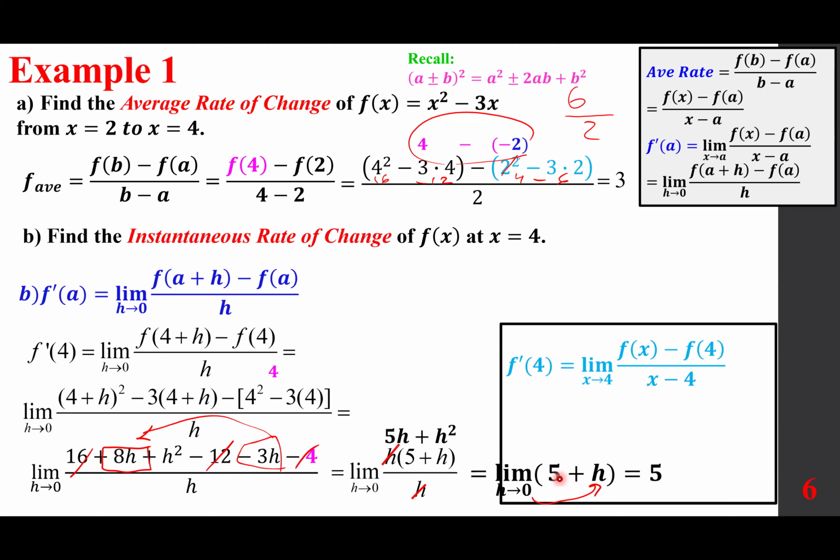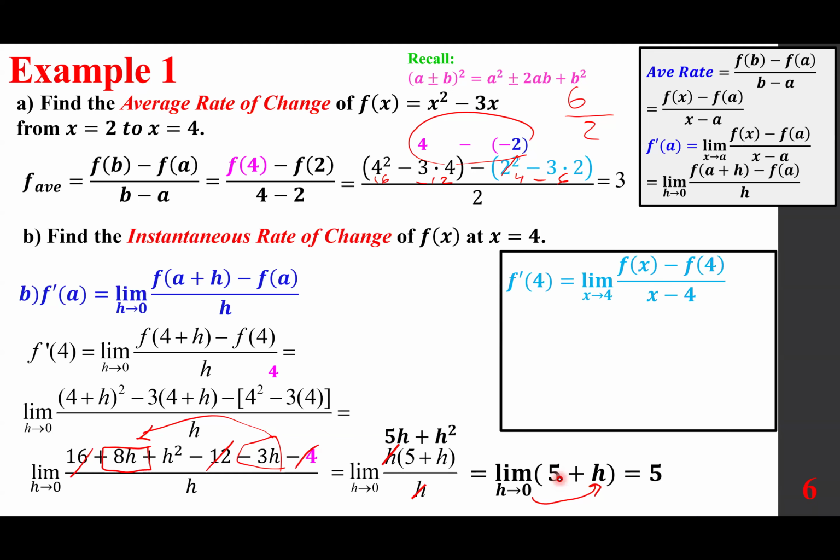Now, we don't have to do the second method, but I want to do it for the purpose of practice. f prime of a is the limit of f of x minus f of a over x minus a as x approaches a, and of course, a is 4. So what is f of x? x squared minus 3x. What is f of 4? You can calculate it, or we've already done that. 4, just put 4 there.